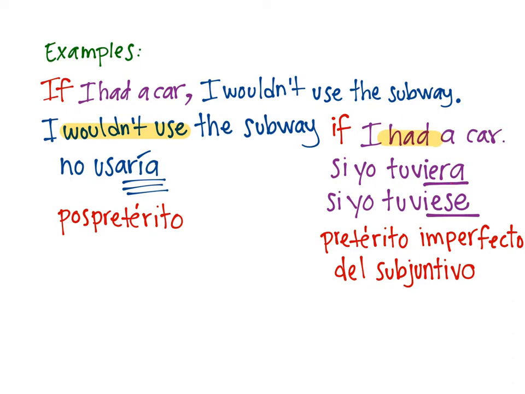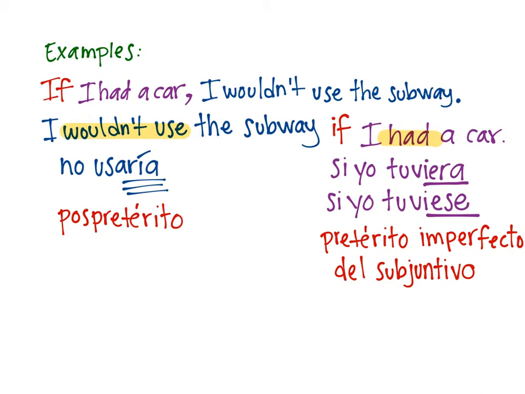Si yo jugara, si yo jugase. And for example, sing. Si yo cantara, si yo cantase. These two conjugations in Spanish have no difference between them whatsoever. They are synonyms. So the correct translation would be any of those.